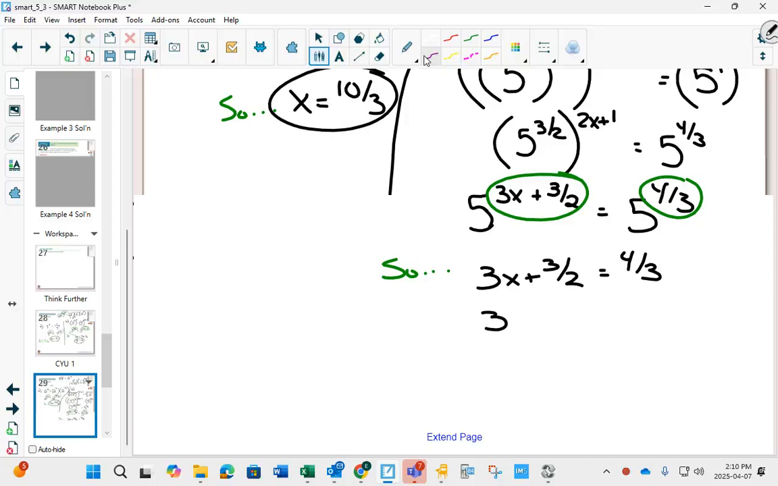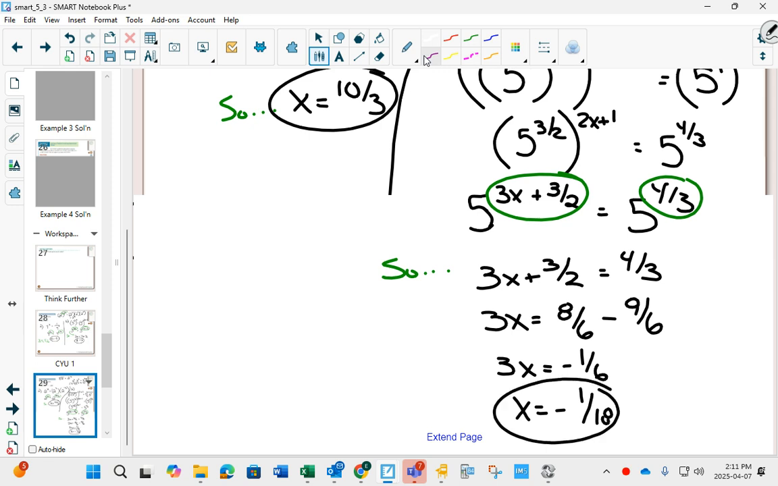So I'm going to subtract 3 halves on both sides. I'm going to make my 4/3 8/6 and my 3 halves 9/6, which gives me negative 1/6. I'm going to divide both sides by 3, which is the same as multiplying by 1/3. And it's probably good we didn't guess and check on this question, because I don't think we would have come up with negative 1/18 quickly if we were guessing and checking.